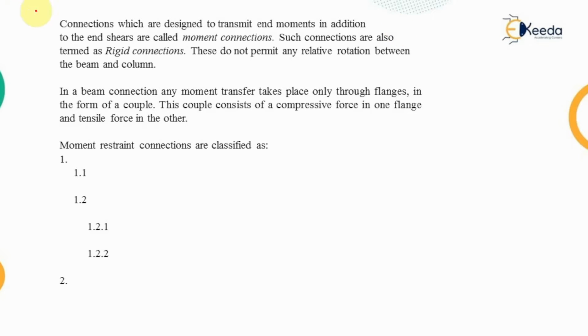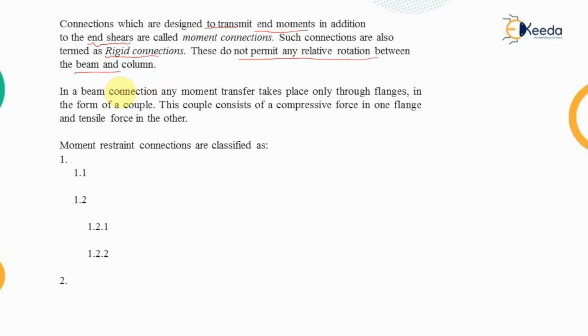These are the connections which are designed to transmit the end moments in addition to the end shear. The end shear was transmitted by the flexible connection, while in this moment connection, the end moments are also transferred along with the end shears. And that's why the name comes as the moment connections. These connections are also known as the rigid connections, because when transmitting the moment, they will not permit any relative rotation between the beam and the column, or beam and the beam.